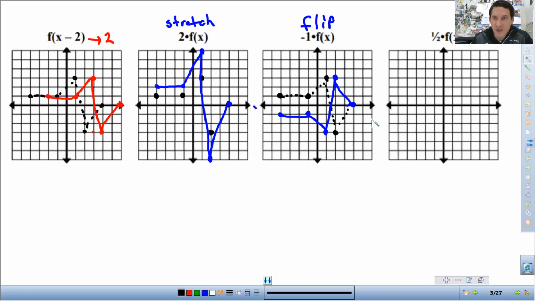And then the last one here, this is a shrink. Let's put the points where they belong.